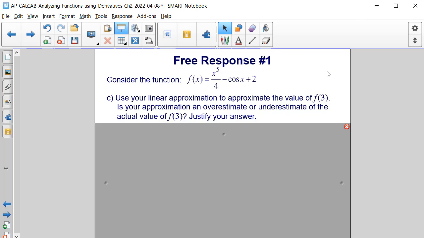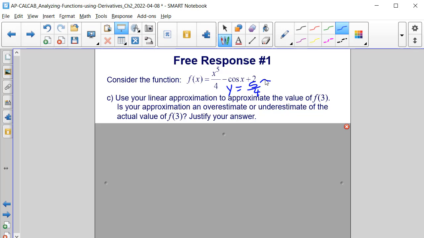Now let's look at part C. Use your linear approximation to approximate the value of f of 3. Is your approximation an overestimate or an underestimate of the actual value of f of 3? Justify your answer. Well, we know that our linear approximation is y is equal to 5 over 4 pi to the 4th power times x, and then minus pi to the 5th plus 3. So let's substitute 3 in for our x value and evaluate.